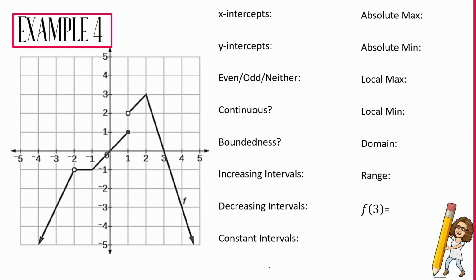Example number 4. Example number 4 definitely is a difficult graph because it's a little different. So first of all, let's identify our x-intercepts. It looks like we have one at (0, 0), and we also have one at (3, 0). Y-intercept, of course, (0, 0). Definitely in either graph, right? No symmetry here.